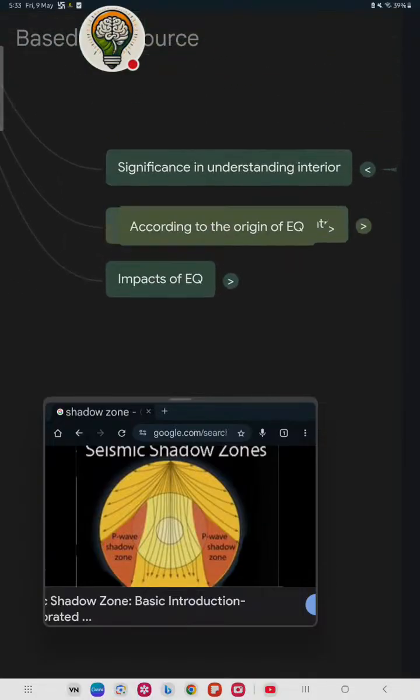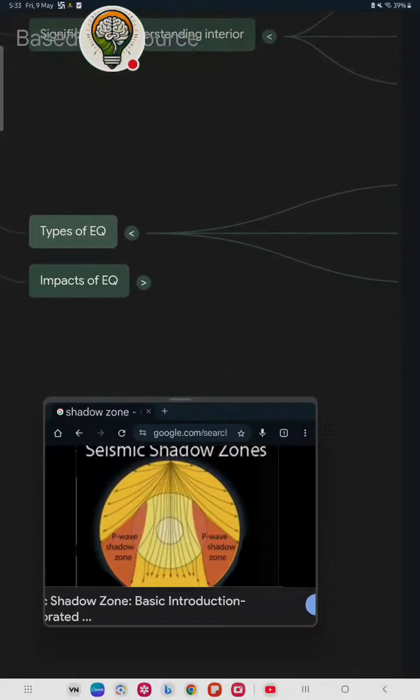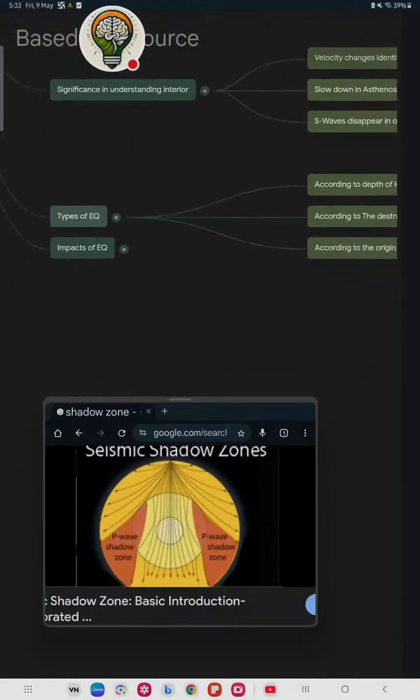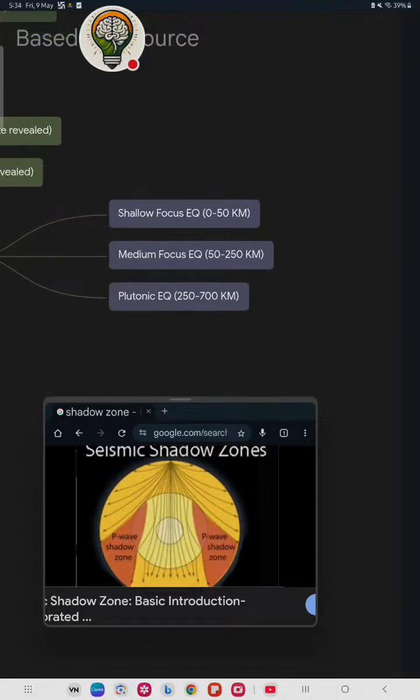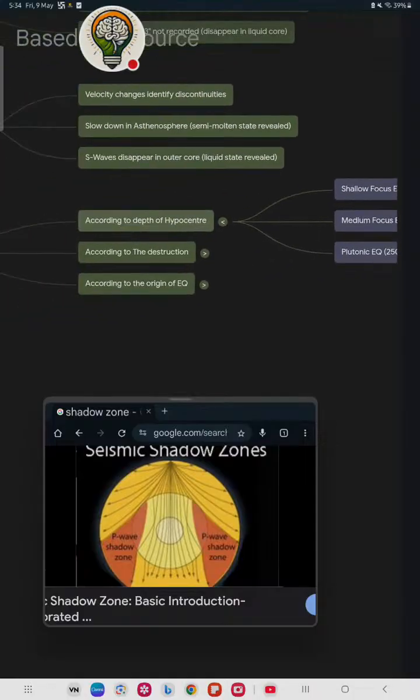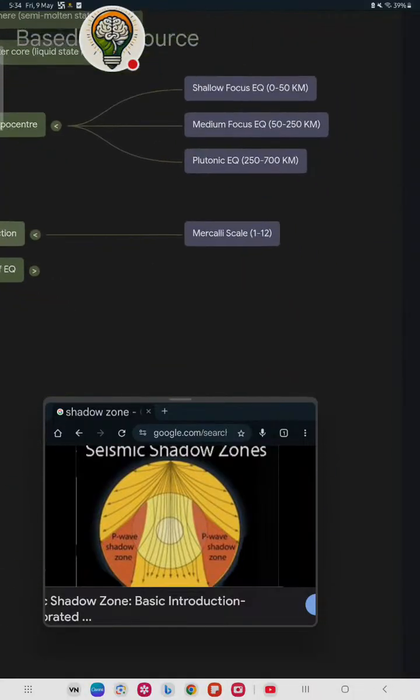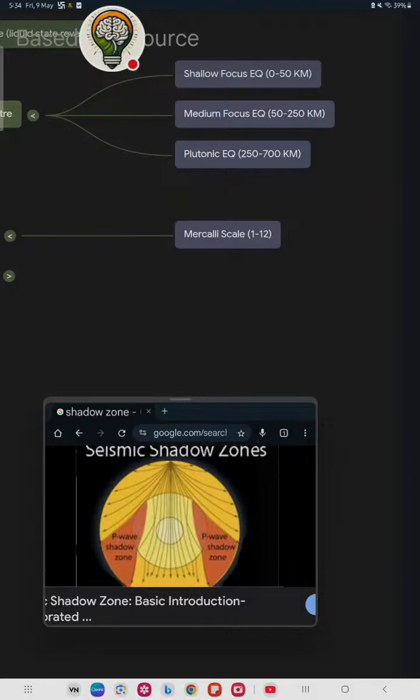So types of earthquakes. There are different types according to the depth of the epicenter. Shallow focus means up to 50 kilometers, medium focus 50 to 250 kilometers, and plutonic 250 to 700 kilometers in depth. Then according to destruction, there is the Mercalli scale, from 1 to 12.